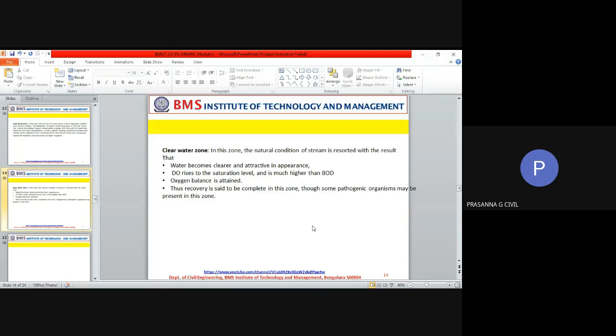These are the zones of pollution which can be present in a stream. So I repeat: zone of degradation, zone of active decomposition, zone of recovery, and clear water zone.